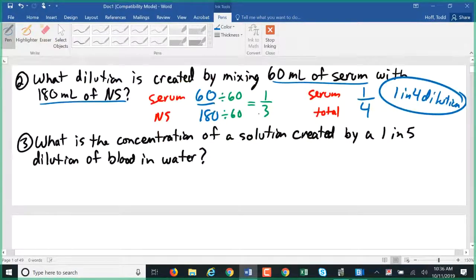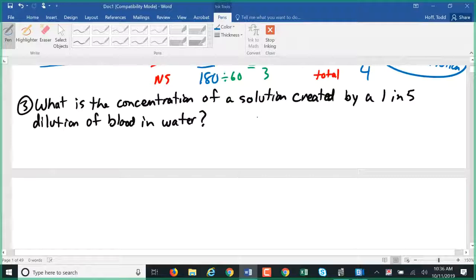Number 3, connecting our dilutions to our concentrations. What is the concentration of a solution created by a 1 in 5 dilution of blood and water? What that's saying is we have a 1 in 5 dilution. 1 is the serum, in this case that's the blood. The 5 is the total solution, total parts of the solution.